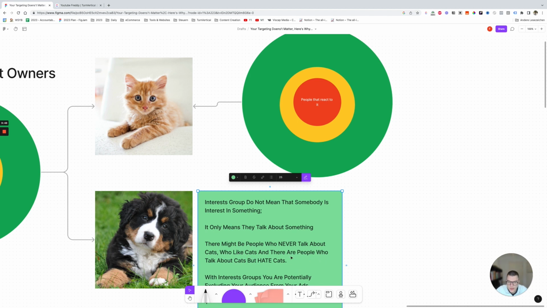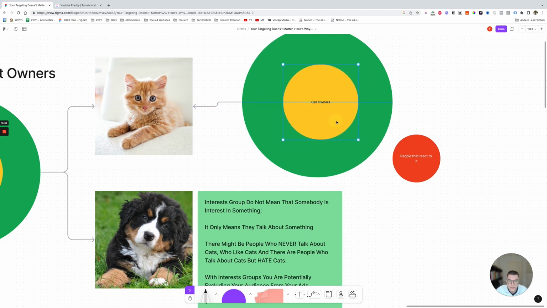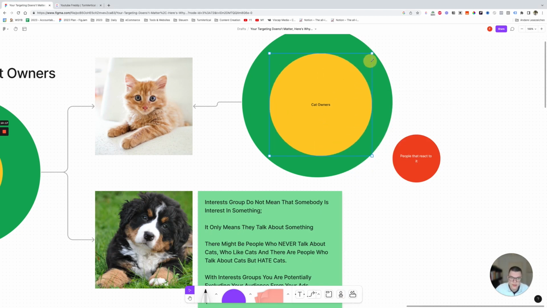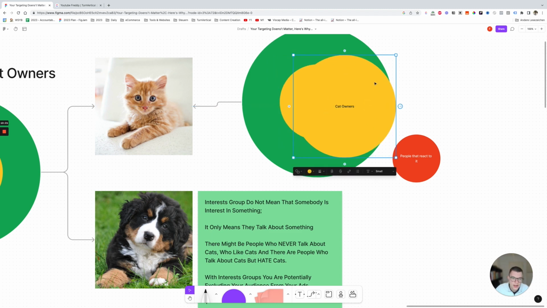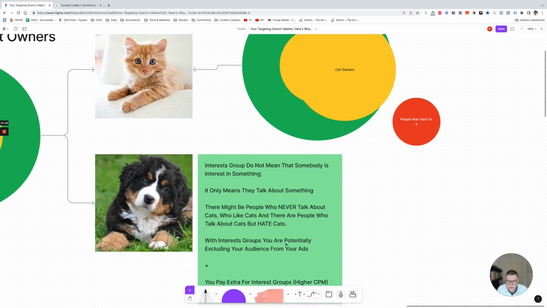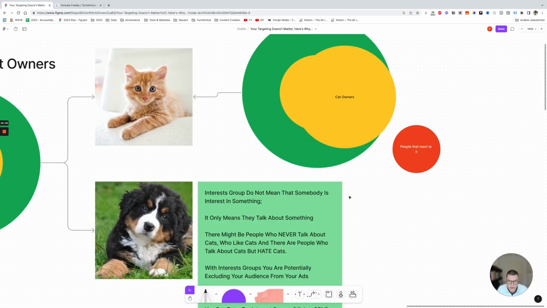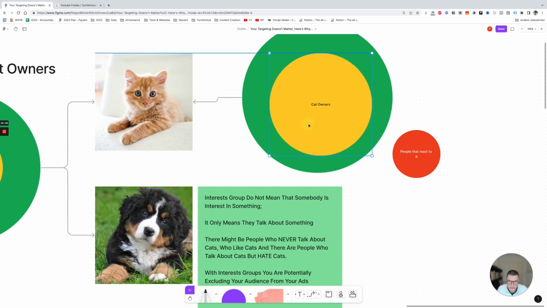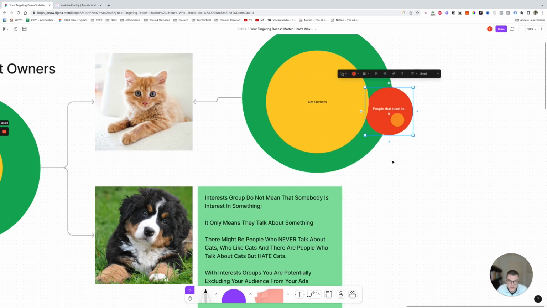I just went over the second part of this equation, but there are also people who never talk about what they're interested in. They never mention cats, but they are interested in cats. And by using this audience, you're limiting yourself from reaching those people. Let's say the cat owners audience size would be 100% accurate, like everybody in that audience is a cat owner. But then there are people who are cat owners who never talk about this, and maybe it's this size of an audience. So you're not even reaching half of the people, because they have never talked about cats and Facebook doesn't know that they're interested in cats. Right? And then with interest groups, you're potentially excluding part of your audience from your ads. That's number one. Second of all, you're limiting yourself because you're not going beyond that, and that's basically not reaching your full audience. And then within that audience, not everybody is interested in cats.